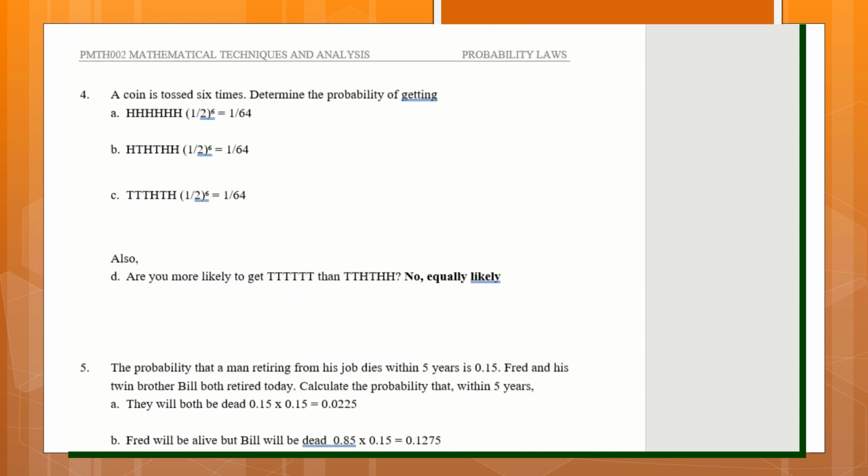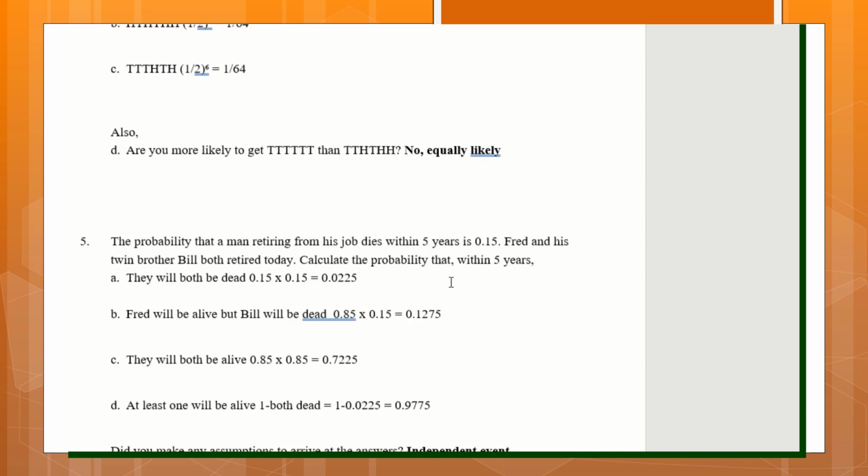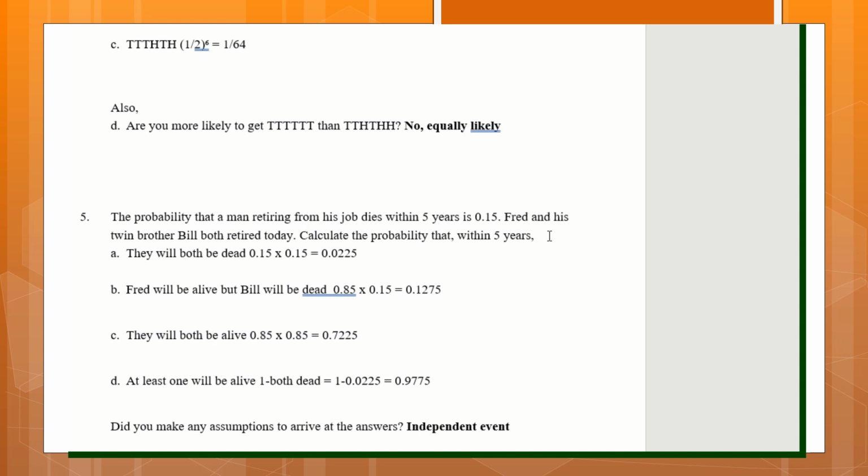A coin is tossed 6 times, find the probability of getting all heads, so 1 over 2 to the power of 6. The same goes for the rest, it will be to the power of 6, because the probability of getting a tail and a head is the same, right? So are you more likely to get this or this? It's equally likely.